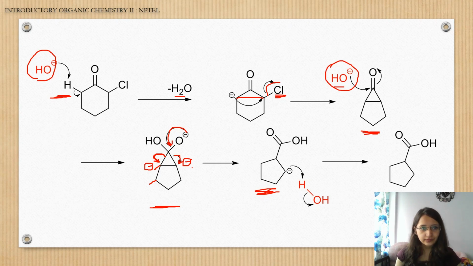Okay. So this is how you will end up with the cyclopentane ring and this product. So this is known as the Favorsky rearrangement.